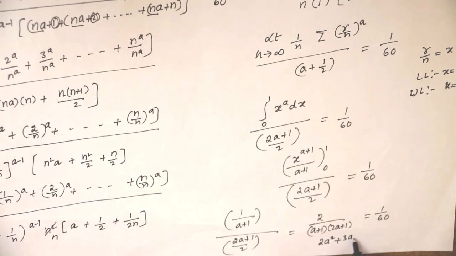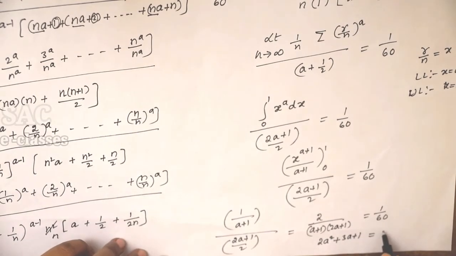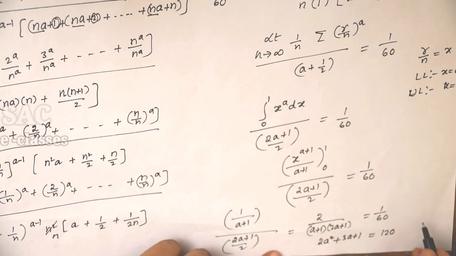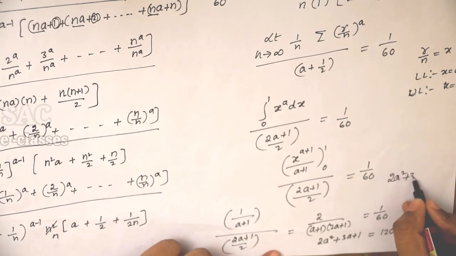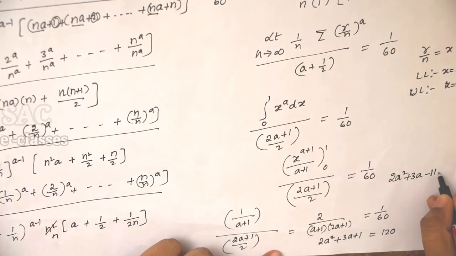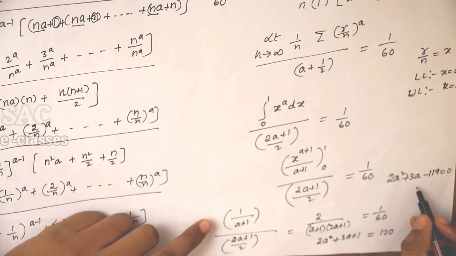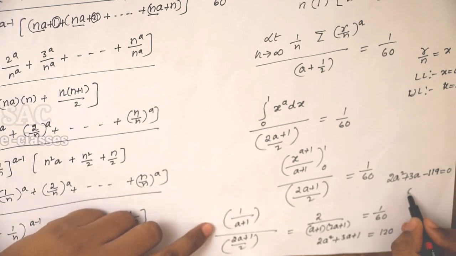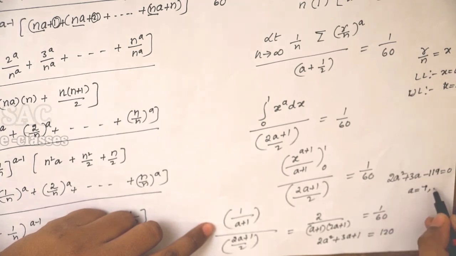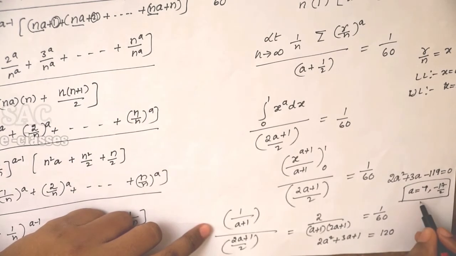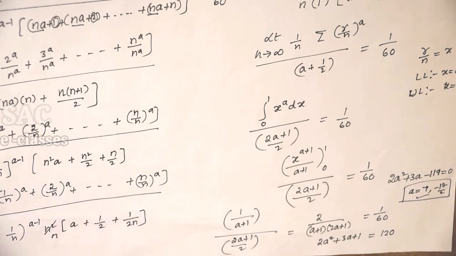Let's simplify. It will be 2a square plus 3a plus 1 equal to 120. Now you will get a quadratic equation, 2a square plus 3a minus 119 equal to 0. After factorizing, you may get that a value is either 7 or minus 17 by 2. They said clearly a is some positive real value, so a value is 7. In that way we can do it. Let's move to the next problem.